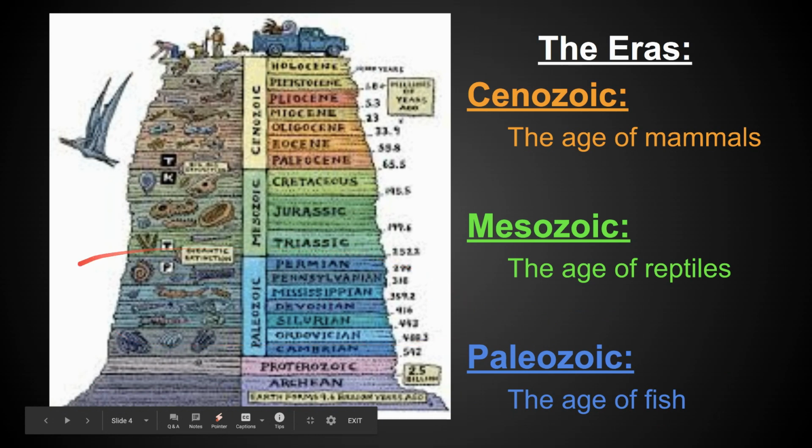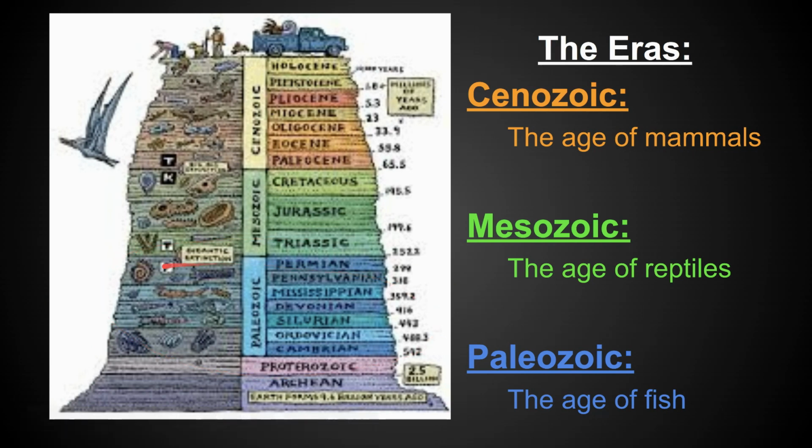Down here, we call it the age of fish, not because everything alive back then were fish, but we see an overwhelming fossil evidence of ocean life. Okay, so there were other animals alive during this time period as well, but the major fossil group we see in the Paleozoic are ocean animals, fish animals, things that lived in water.